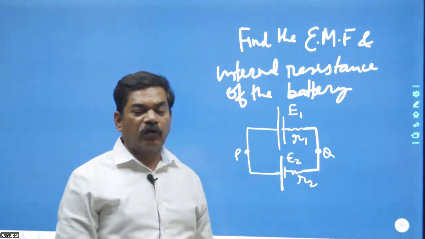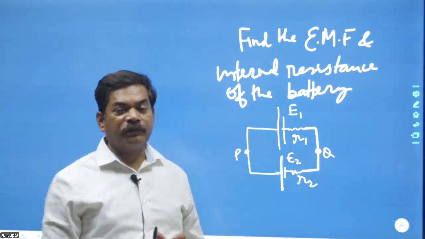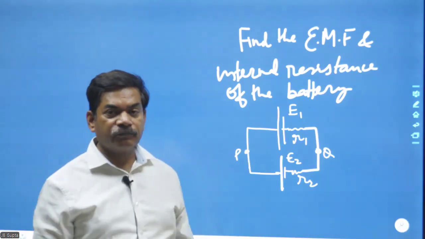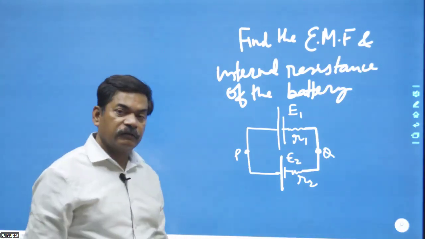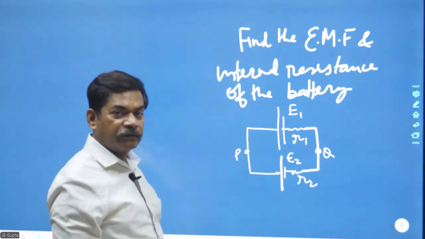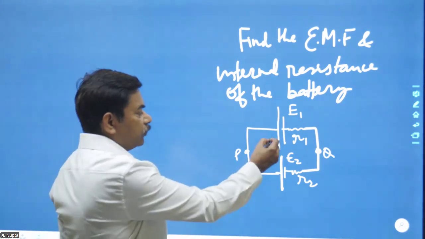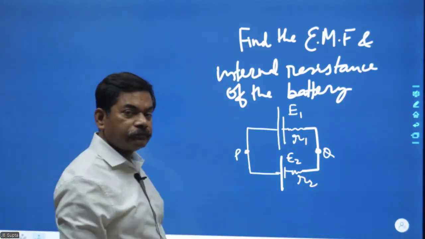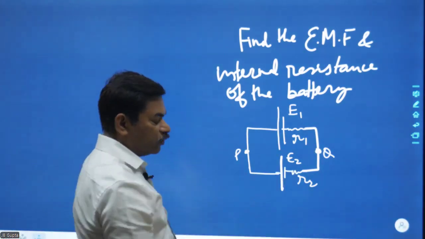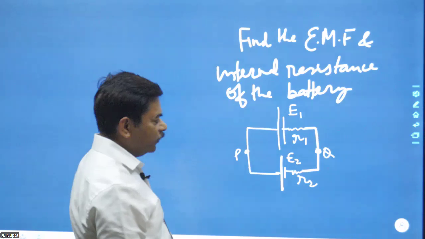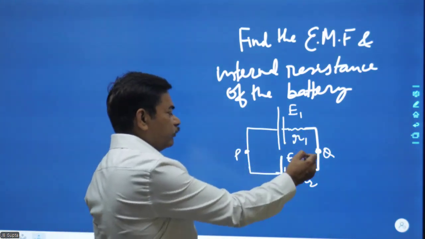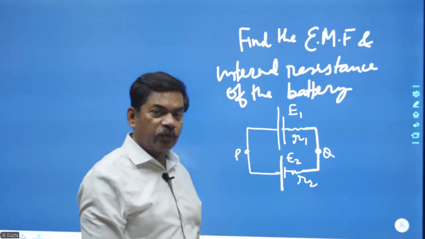A battery is a combination of a number of cells, and the cells could be combined in various ways. So here are two different cells. One is of EMF E1, internal resistance R1, the other is of EMF E2, internal resistance R2. They are connected together such that their positive ends are connected together, and negative terminals are connected together.